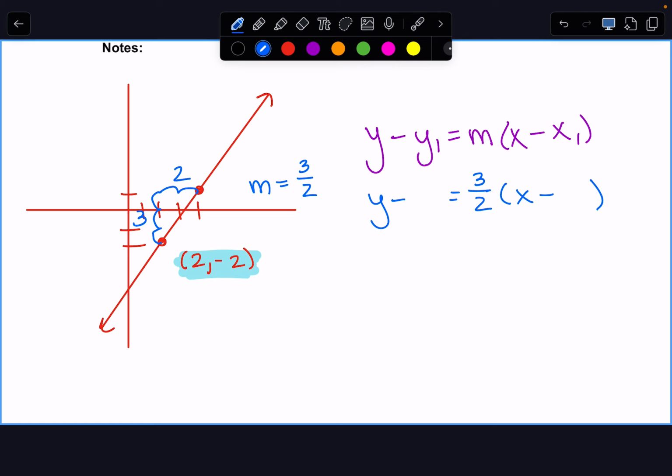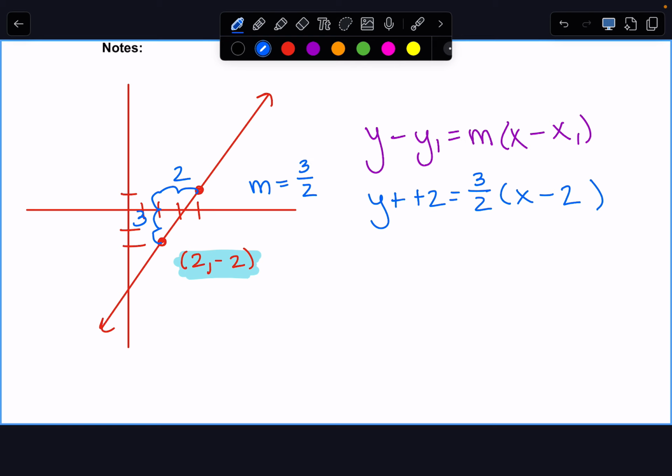I'm then going to take my point, I'm plugging in for the x1, y1. So here we want x minus 2. And here we want y minus -2. But y minus -2 is the same as y plus 2.